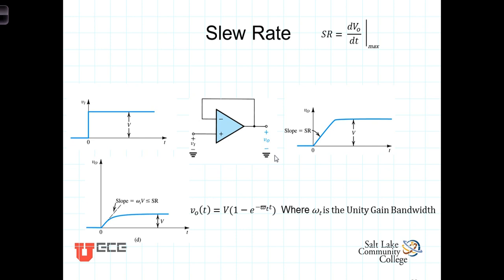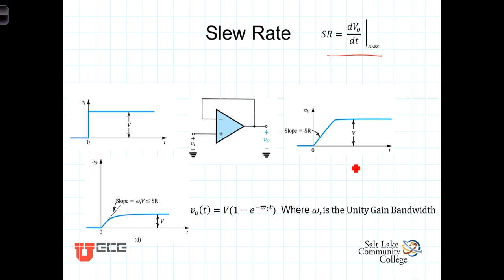There's yet another limitation or non-idealistic characteristic to operational amplifiers. Amplifiers have a maximum rate at which the output voltage can change, and this is known as the slew rate. The slew rate is defined as the maximum rate at which the output voltage can change. The slew rate limiting can be easily seen and measured by applying a step function to the input of a unity gain voltage follower amplifier.